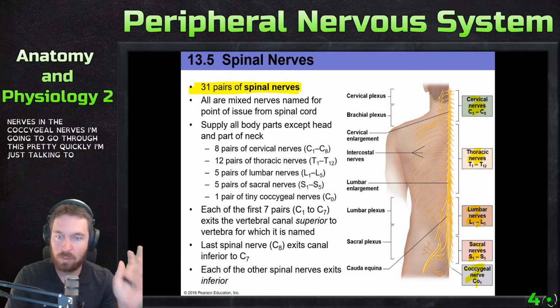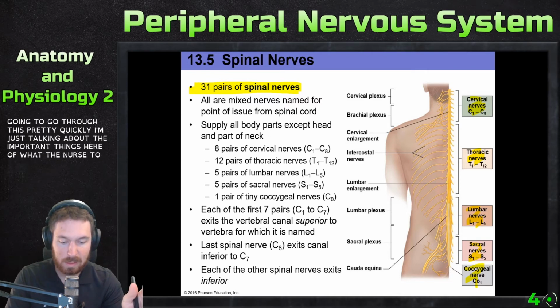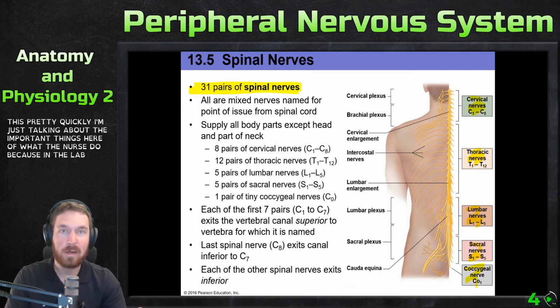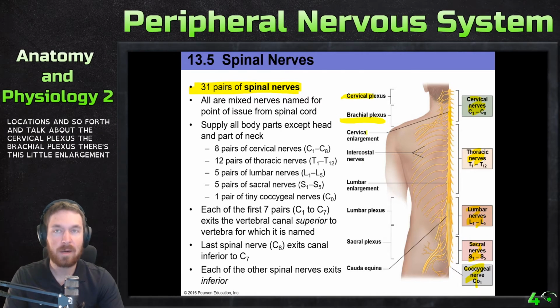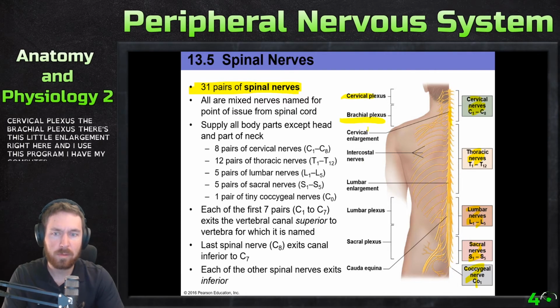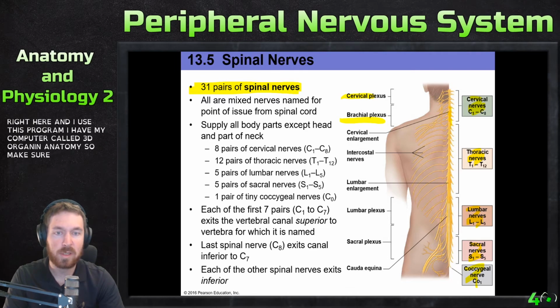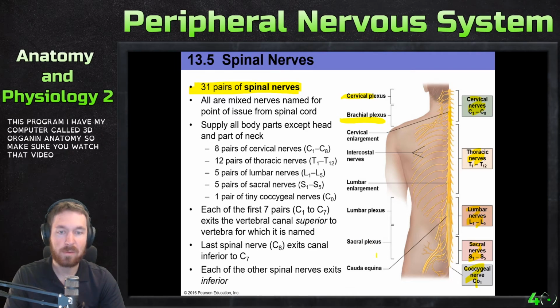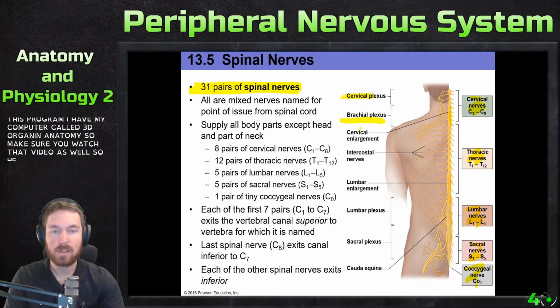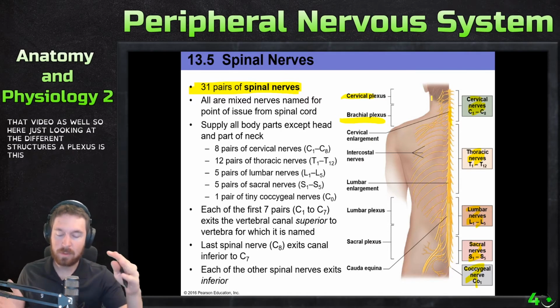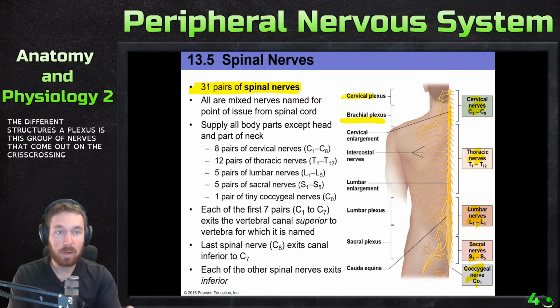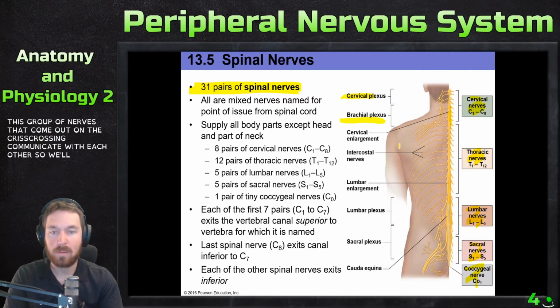I'm just talking about the important things here, what the nerves do, because in the lab video that I made, I go over the spinal nerves, showing their locations and so forth, and talk about the cervical plexus and the brachial plexus. There's this little enlargement right here, and I use a program on my computer called 3D Organ and Anatomy. So make sure you watch that video as well. Here, we're just looking at the different structures. A plexus is a group of nerves that come out and crisscross and can communicate with each other. We'll talk about the importance of that.